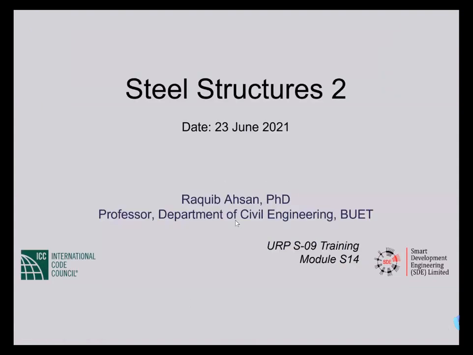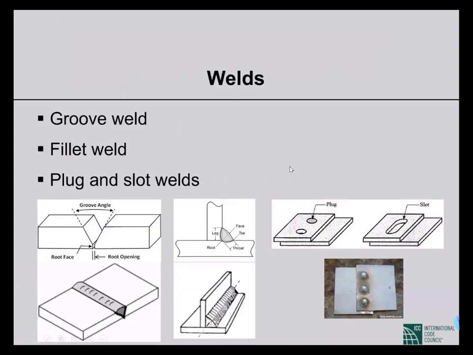Okay, so I'll start with connections. Yesterday we talked about the classification of connections, like simple connection, fully restrained connection, partially restrained connection. Today, we'll talk more about how we connect different elements of different members and what the ways are. Basically, there are two ways. One is welding and another is bolting. Now, first, let's talk about welding.